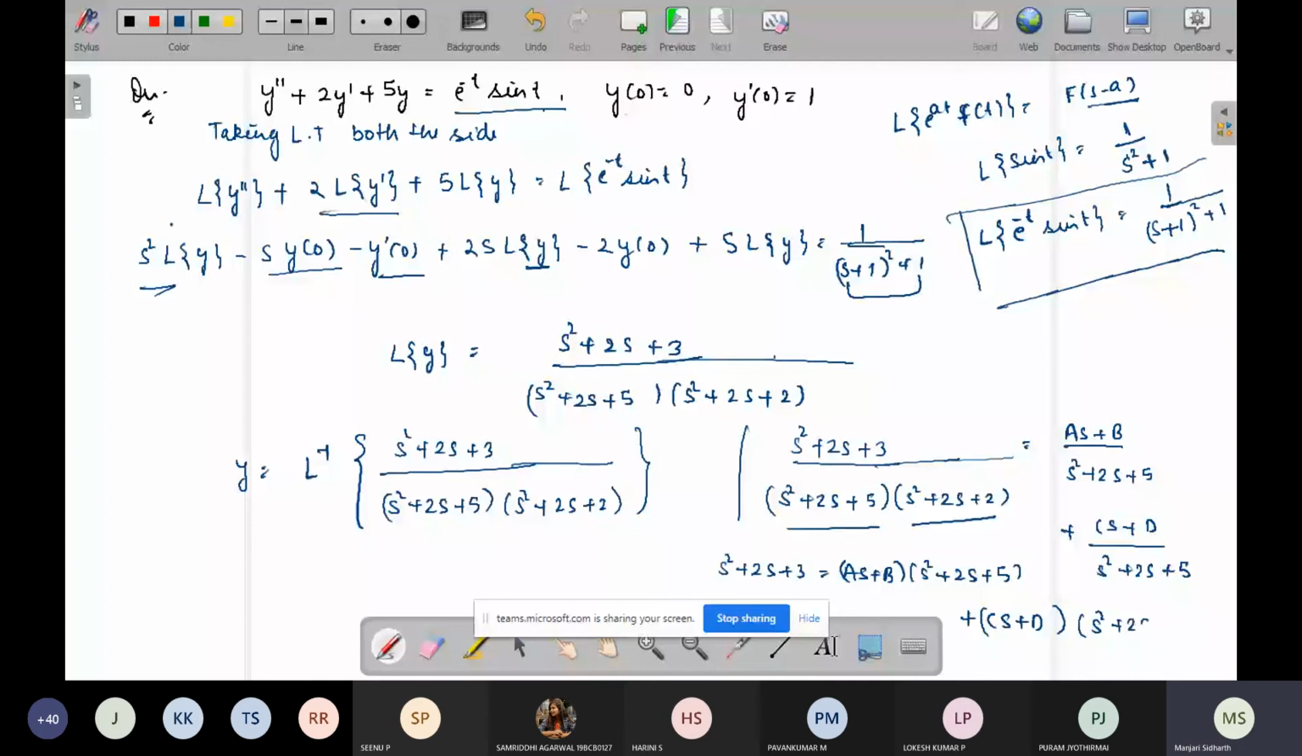So this. Now you need to compare the coefficient of s square, s, and constant term, means you need to find the value of a, b, c, d. Okay, so when you find the values, directly I am writing a value will be 0, b is 1 by 3, c is 0 and d is 2 by 3. That means substitute here, you will get the partial fraction of this. Then it's very easy to solve.